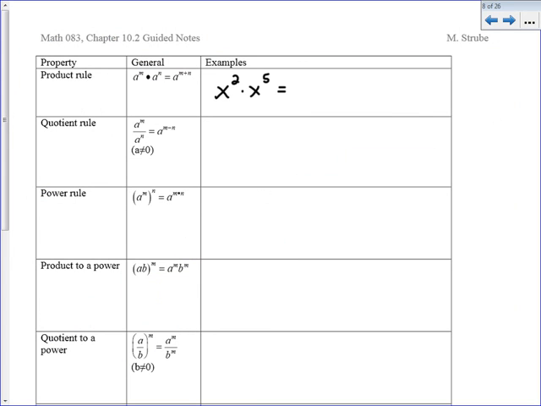So when you multiply like bases, you add the exponents. We just took 2 plus 5. We get x to the 7th. So we've worked with the product rule before.